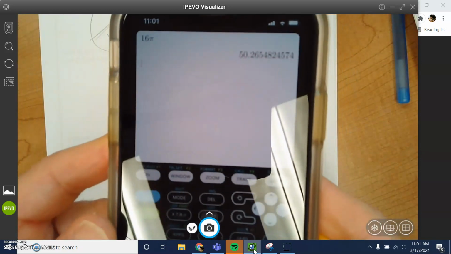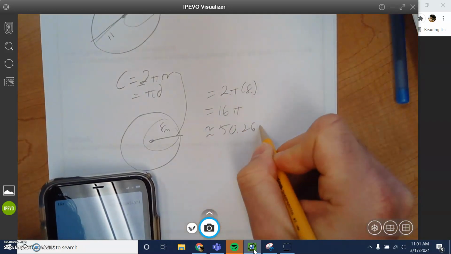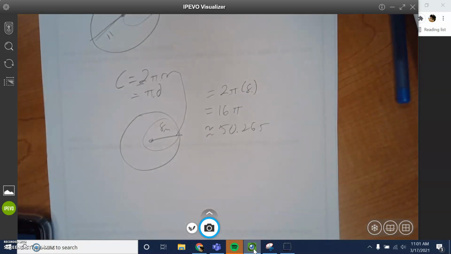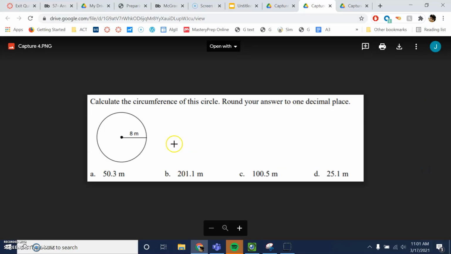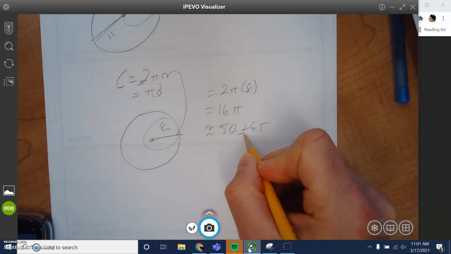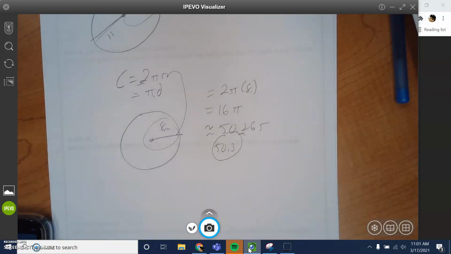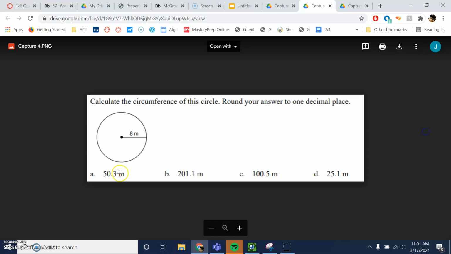And I got about 50.265. The answer is to the nearest 10th, right? So I'm going to round to the nearest 10th. This is the 10th place right here. So it's 6, so this goes up. It's about 50.3. There you go. So the answer is A. Good work.